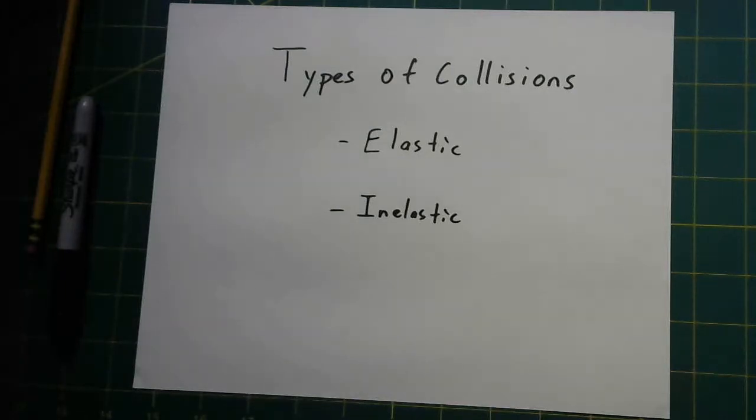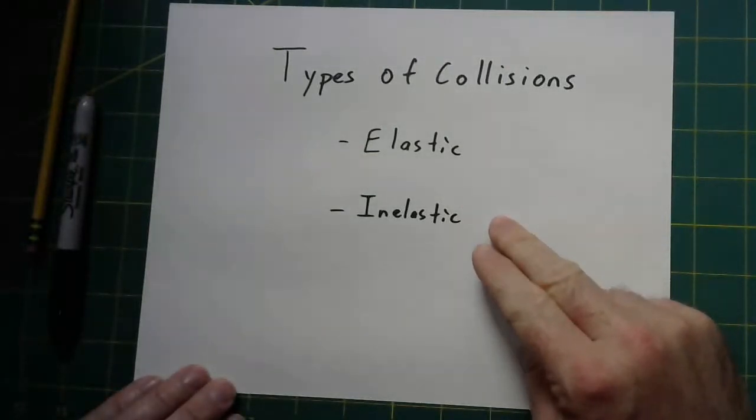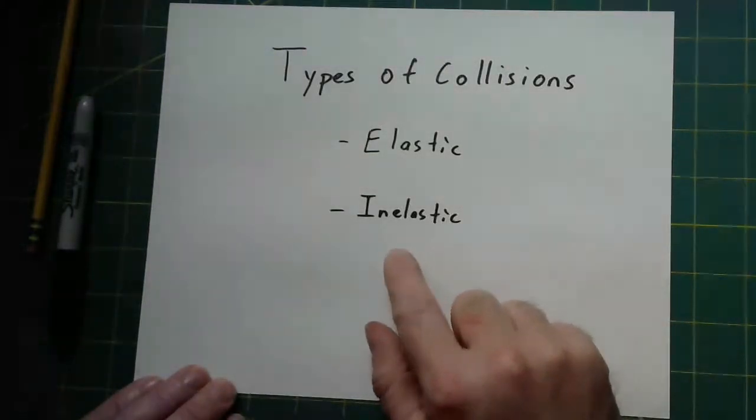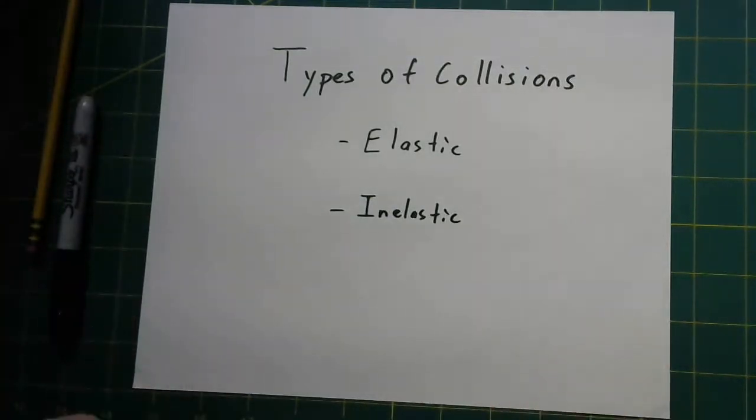In this video, we'll take a look at categorizing collisions into types. Two main categories are elastic and inelastic, and there's a special case of inelastic called perfectly inelastic. We'll talk through those and identifying them and how you can do calculations with those.